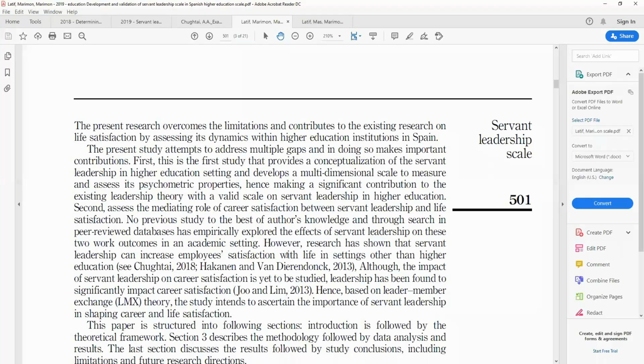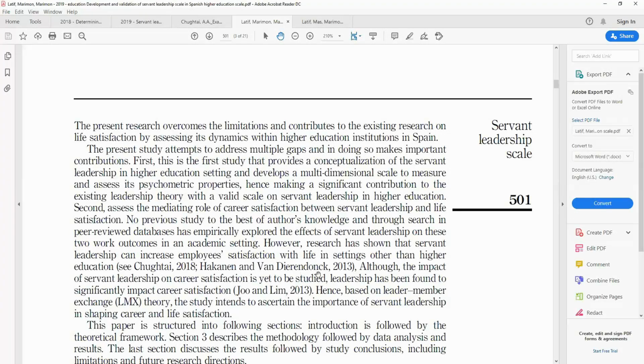Now, how do we further elaborate that? However, research has shown that servant leadership can increase employee satisfaction with life in settings other than higher education, but not in education. Now, although the impact of servant leadership on career satisfaction is yet to be studied, leadership has been found to significantly impact career satisfaction. Leadership has impacted career satisfaction, but there is no evidence whether servant leadership affects career satisfaction. There might be other leadership styles that can affect career satisfaction.